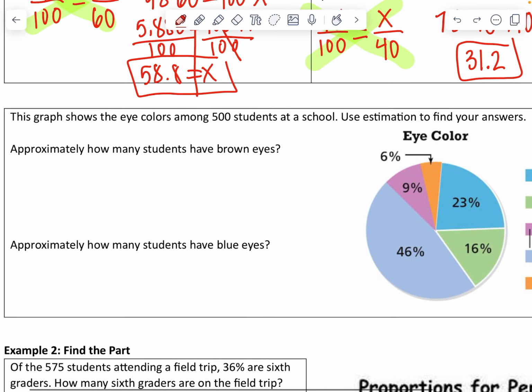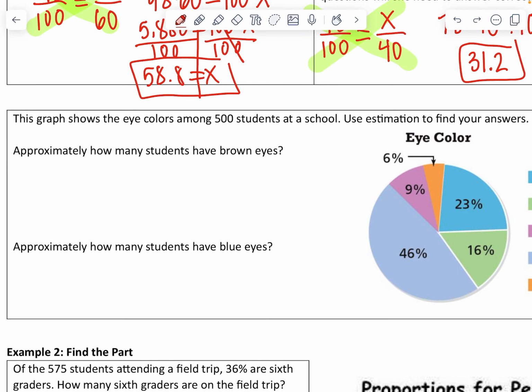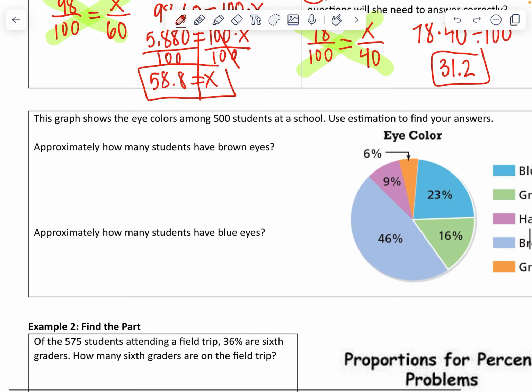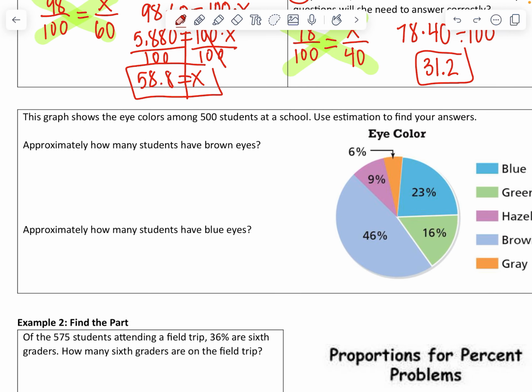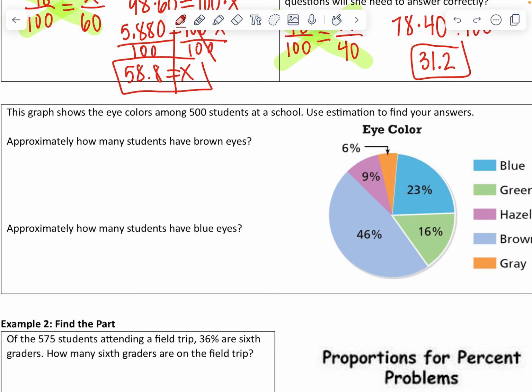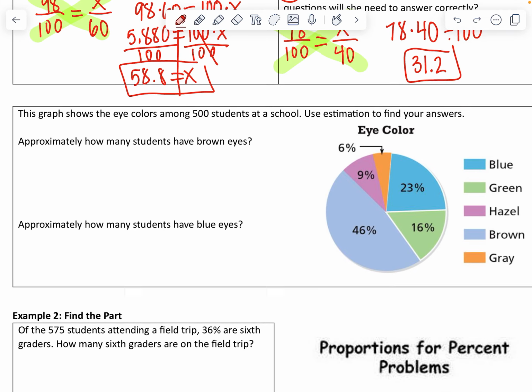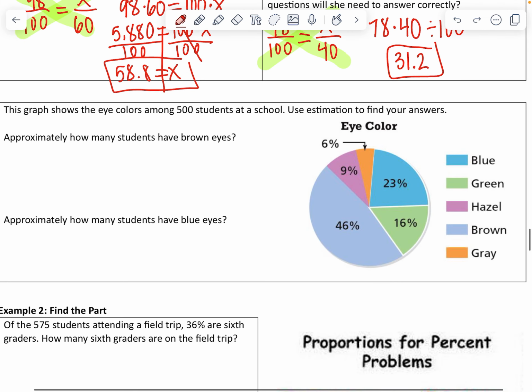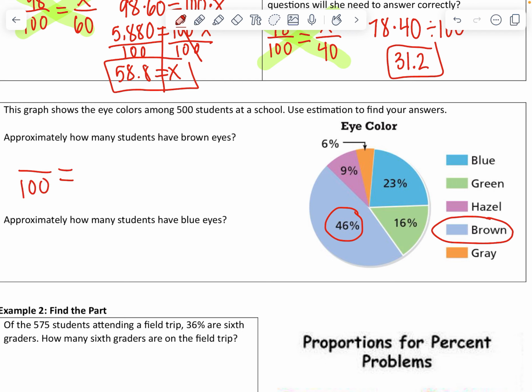So on this next problem, it says, this graph shows the eye colors among 500 students at a school. Approximately how many students have brown eyes? Okay. So this is hard to see on your paper because it's in black and white, so it's easier if you look up at mine. Okay. So there are 46% of students that have brown eyes. So I'm going to start with my proportion. It gives me the percent. It's 46. So that's going to go above my 100.